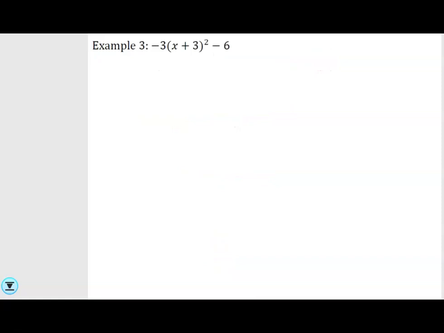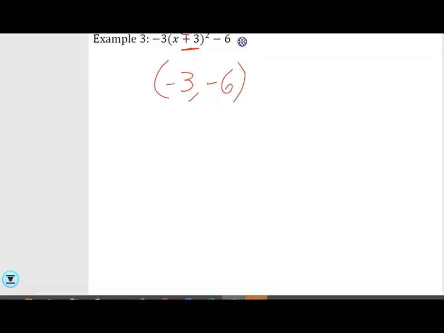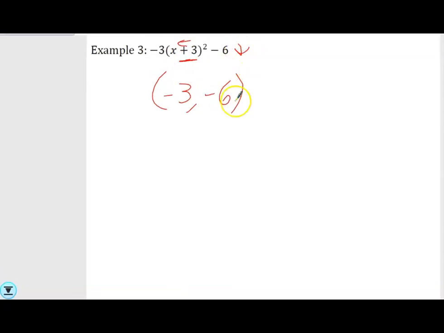So looking at the next example, this one is in vertex form, so it's going to be really quick for us to find the vertex. It's just going to be the opposite of this coordinate, which is negative 3. It's going to be the same as this one, right? If we think about how transformations work, a positive 3 inside is going to move our vertex to the left 3, which is where the negative 3 comes from, and this is going to move it down 6, which is where the negative 6 comes from.